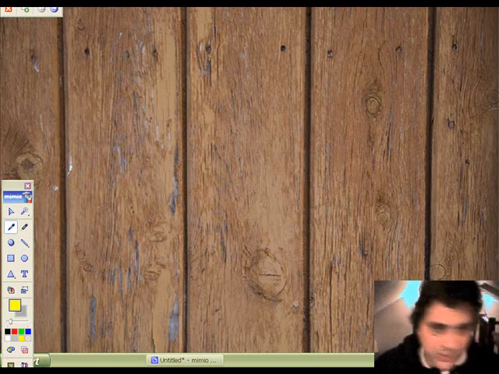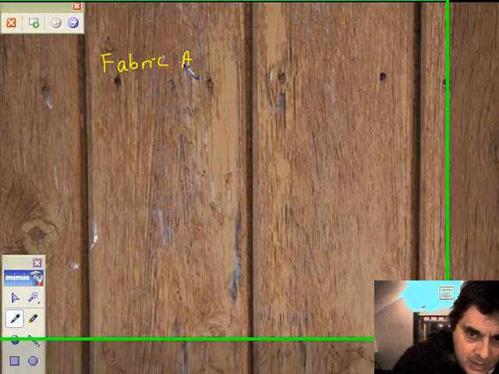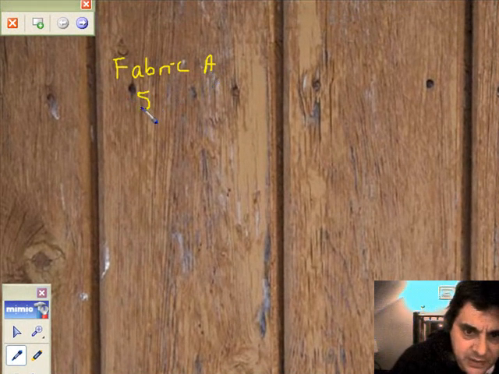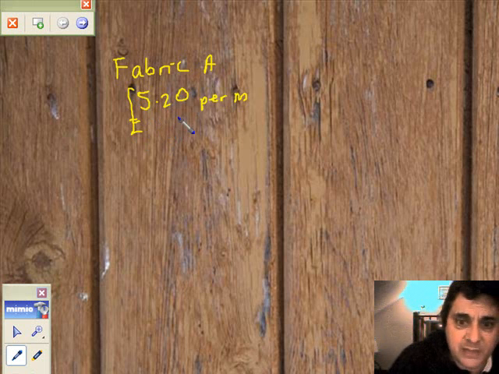It's talking about Rachel wants to make some curtains. She's got two choices. She can go for fabric A, and fabric A costs £5.20 per metre, so let's put a pound sign there, and that's where the decimal bit comes in, 0.20, and she needs 9.5 metres of this particular fabric.